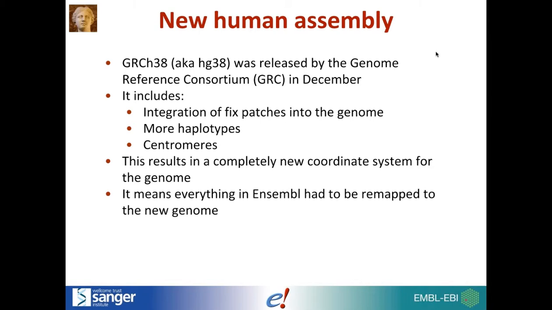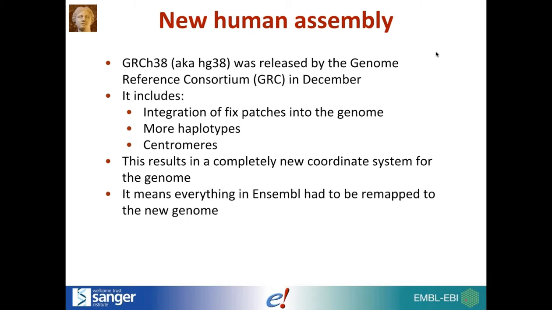So the new human genome assembly is called GRCh38. It's also known as hg38, so you will see that in some publications and some databases. This was produced by the Genome Reference Consortium, and it came out in December. That just gives you an idea of how much work it's actually been to annotate this new human genome, that it's now August that we've actually released it.